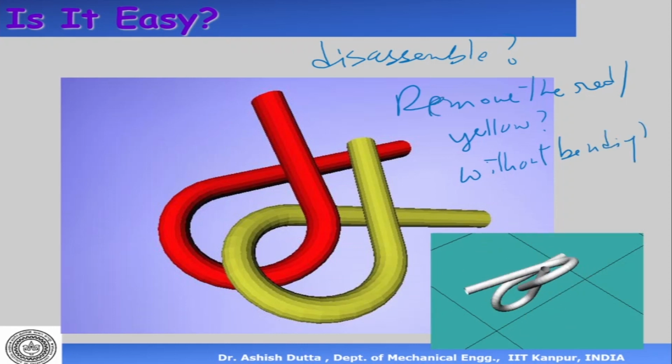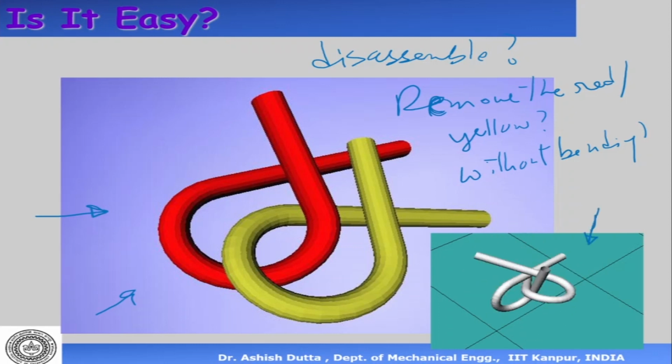Can you do that? If you just look at this figure on the left hand side, it's very difficult to say. Even if you have eyes and all the intelligence, it's extremely difficult to say what is the sequence of motion or what is the path by which you will be able to remove the yellow one and the red ring without bending either of them. First of all, is it possible? And if it is possible, then what are the paths? And how many paths are there? Simply by looking at this figure, it's very difficult to say whether it's possible or not.